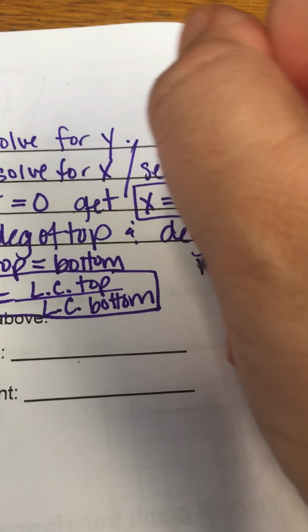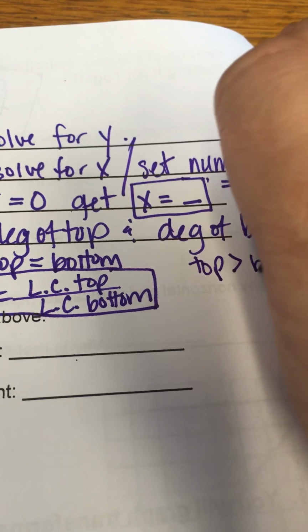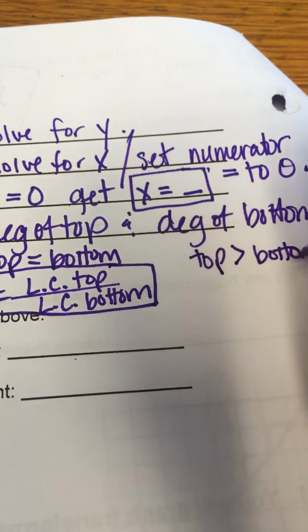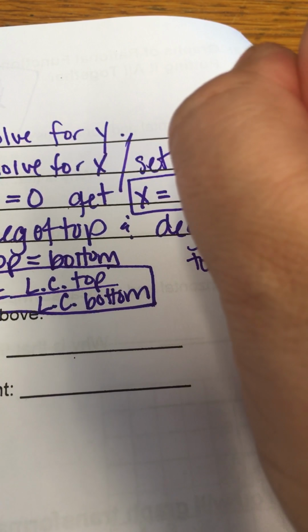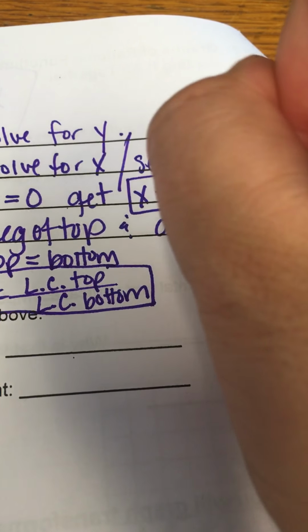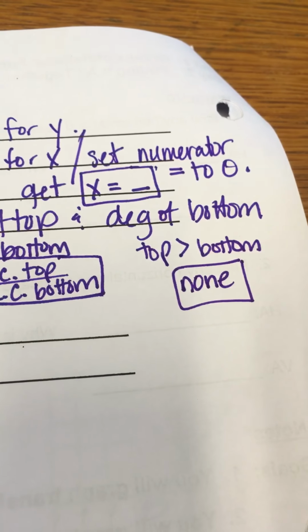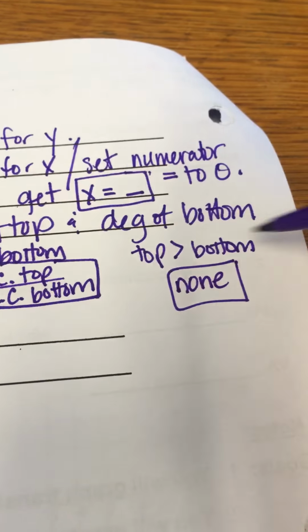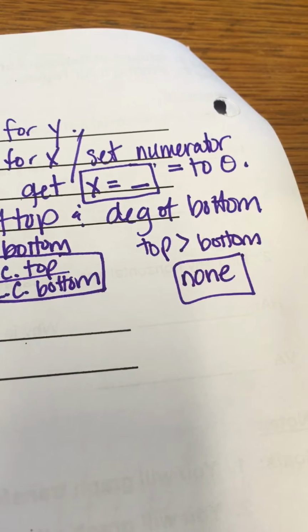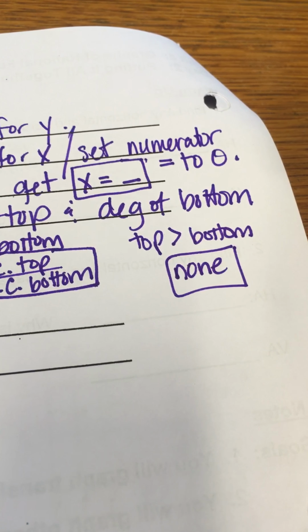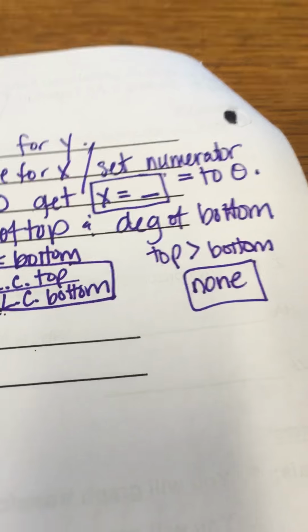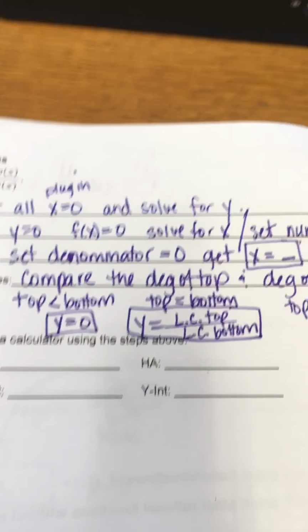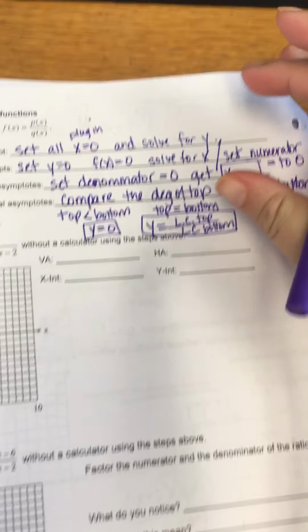And if it's the reverse, if the top is bigger than the bottom in terms of degrees, we have no horizontal asymptotes. In a few days we'll get into the slant asymptotes, which is when this case will happen: the top is bigger than the bottom, but only by 1 degree. Alright, so getting all that information down so you have it in one spot.